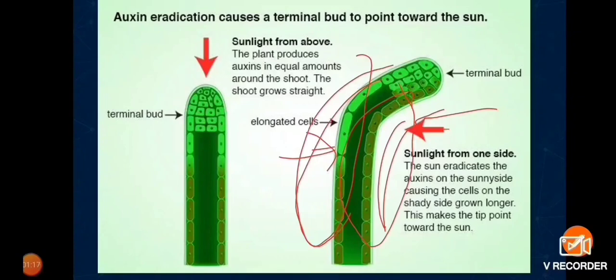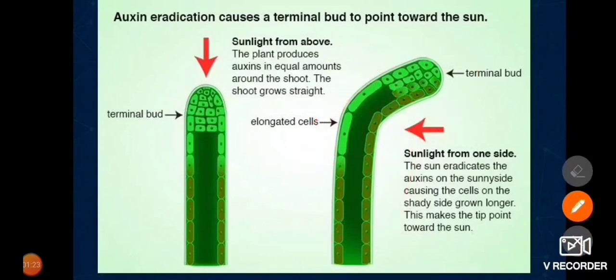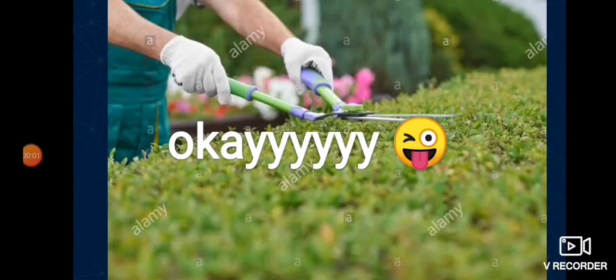As a result of that, it creates a bend, right? It creates a bend. I've scribbled too much. It creates a bend, okay? So when it eradicates the oxygen on the sunny side, it causes the cells on the shady region to grow longer. So this makes the tip point to move towards the sunlight. So it depends on the position of the sun. Now you understood? This guy is quite allergic towards sunlight. Hey guys, are you listening?